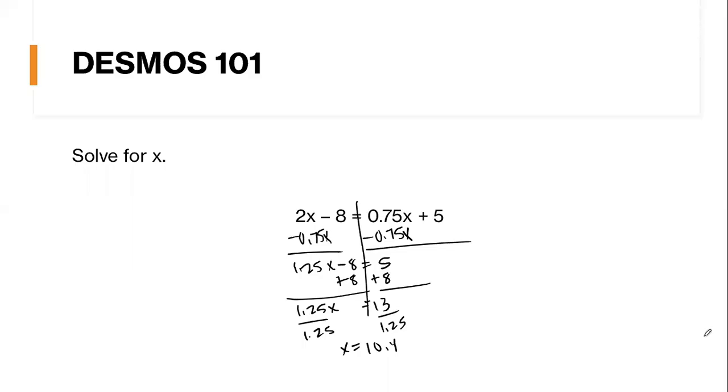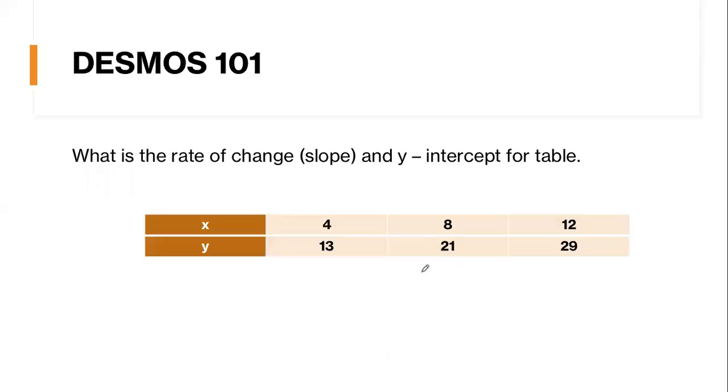Let's look at some more Desmos tips and tricks. So let's say I had a table and I want to find the slope and y-intercept for the table. Again, hopefully we know how to do this by hand. The top column is usually always the x values, the bottom one is the y's.